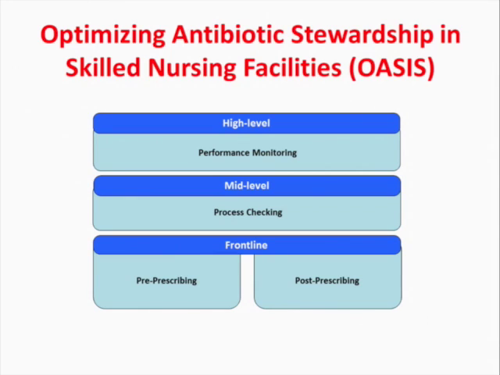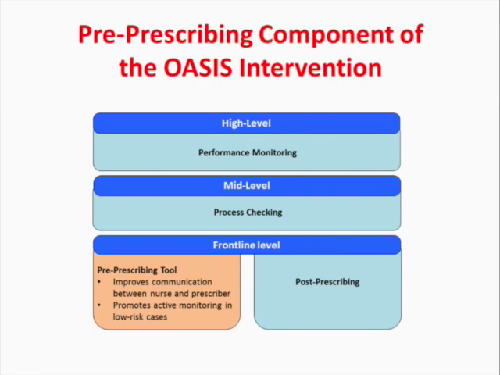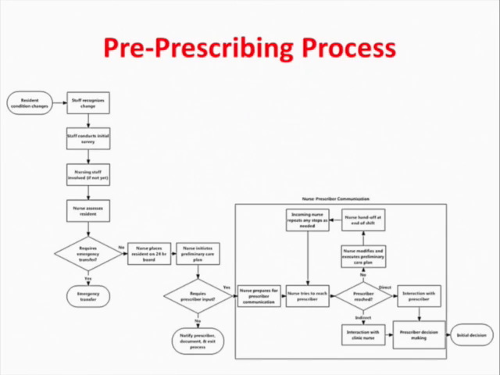There are 4 components of the OASIS intervention, including the pre-prescribing and post-prescribing components at the frontline level, and process checking and performance monitoring at the organizational level. In this video, we're focusing on pre-prescribing. The pre-prescribing tool is a changing condition form that can be used by nursing staff at the skilled nursing facility that improves communication between the nurse and the prescriber and promotes active monitoring in low-risk cases of changes in condition.